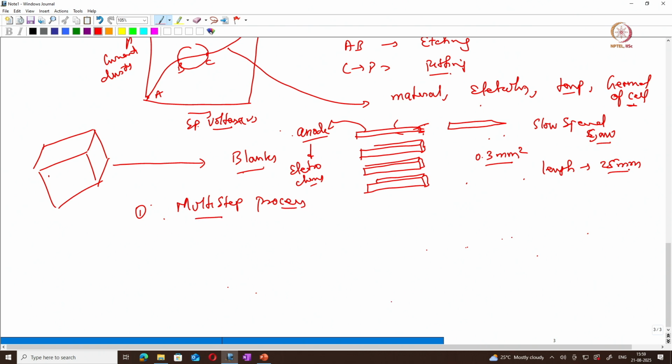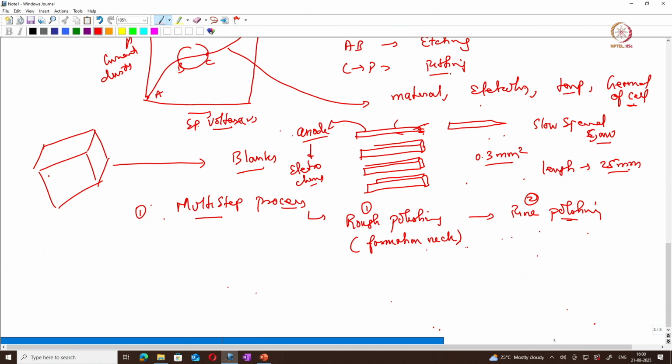Okay, in this multi-step process, the first step is rough polishing, and the second step is fine polishing. Rough polishing, we can say, is the formation of a neck. Fine polishing, after the neck formation, sharpens it to a needle specimen, to a tip.